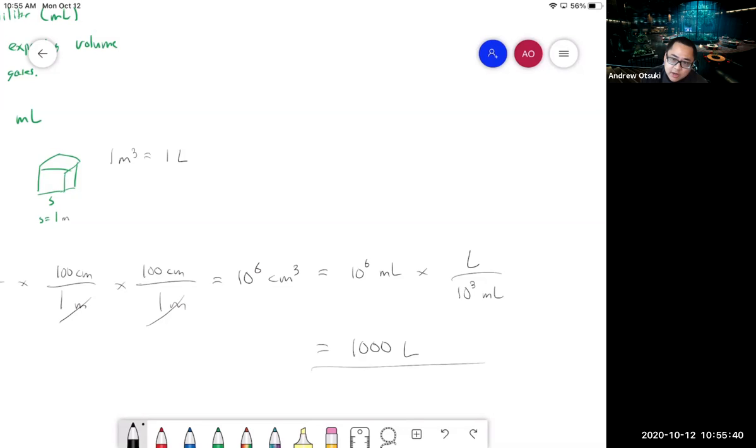So sorry for taking that long about the method, but I'm glad we were able to prove it mathematically. So this is actually incorrect. Let's correct this. This is 1,000 liters. All right. So the actual equivalency we want to say is 1 decimeter cubed is 1 liter.